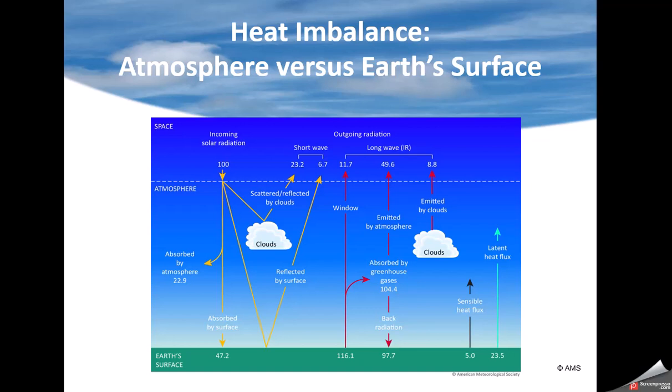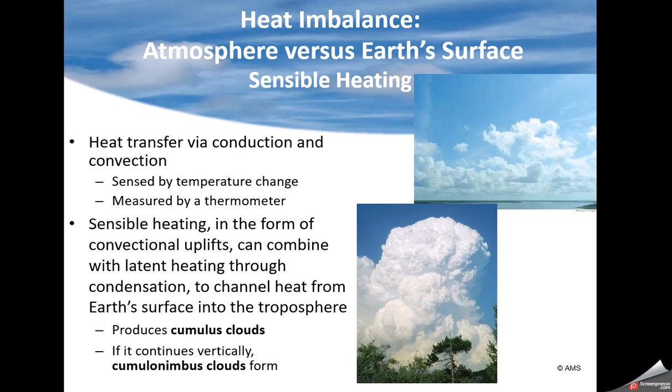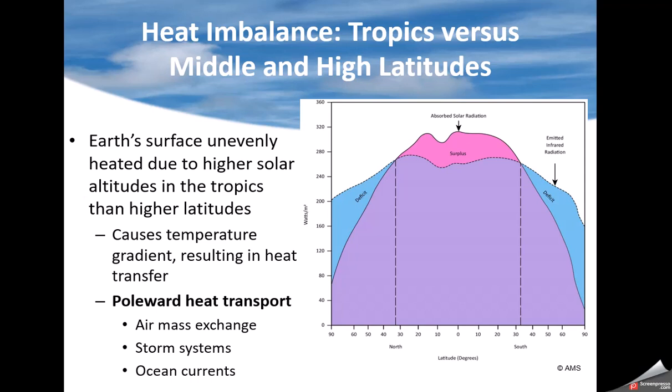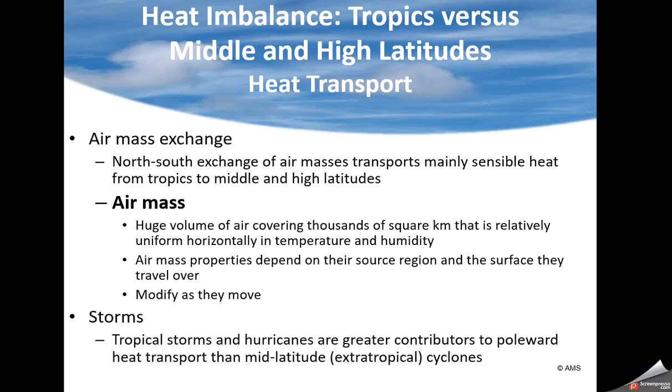Here you can see all the wonderful radiation impacts. There are different ways heat's transferred. Sensible heating is because of convection. You might see cumulus clouds. Here is the amount of solar radiation. Notice there's a surplus of solar radiation compared to the actual temperature around the equator. However, above that, there's a deficit from the actual temperature. The reason for those other temperatures is air mass exchanges, ocean currents, and storm systems.